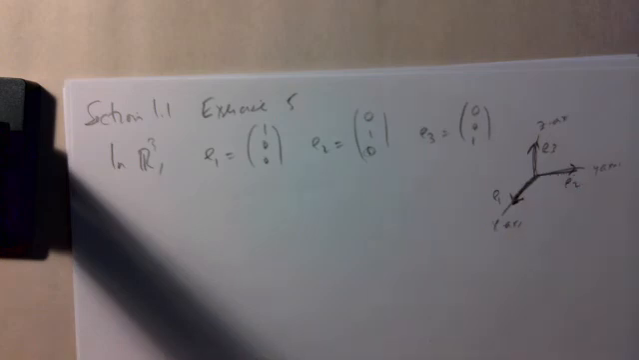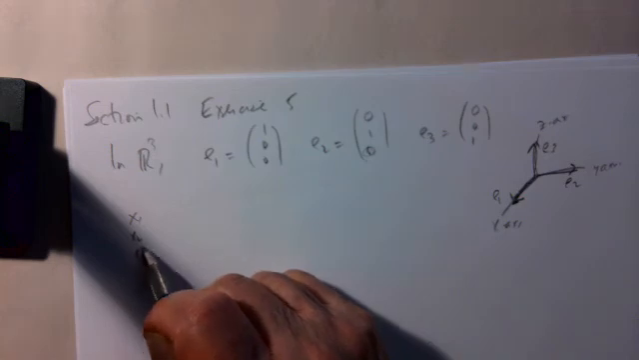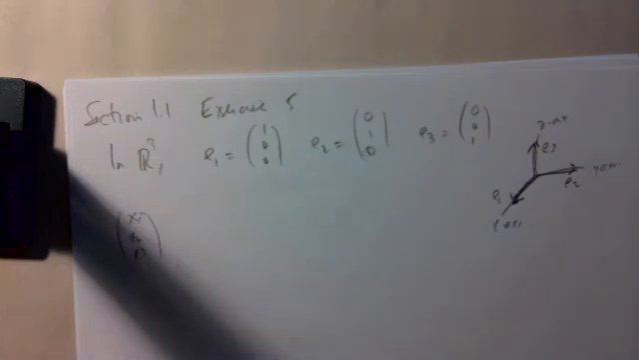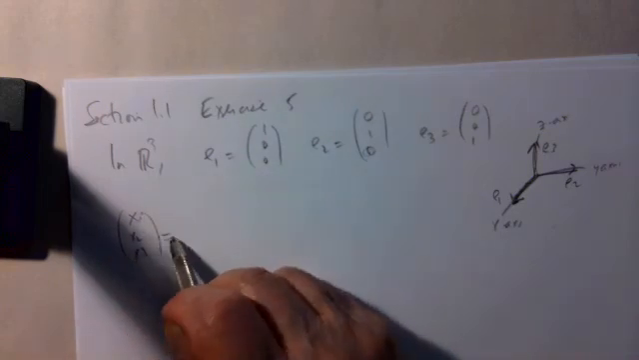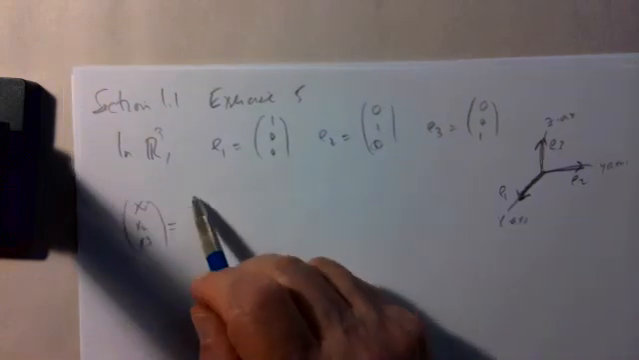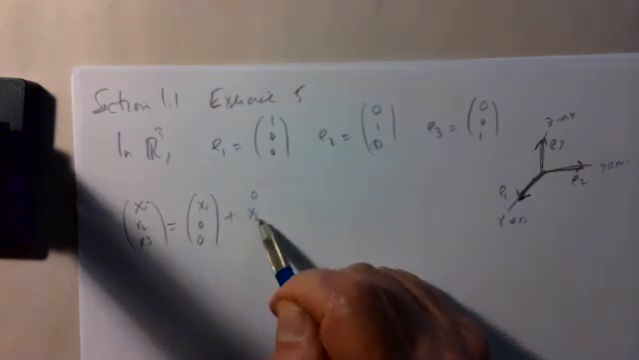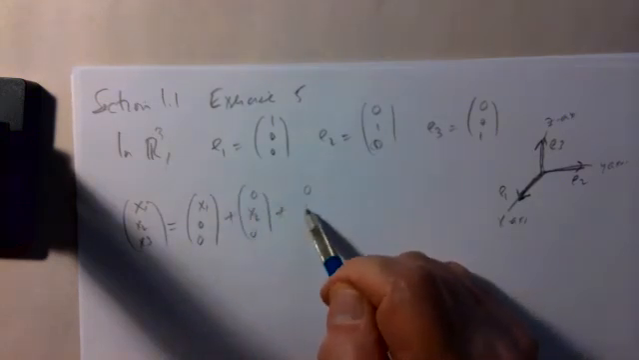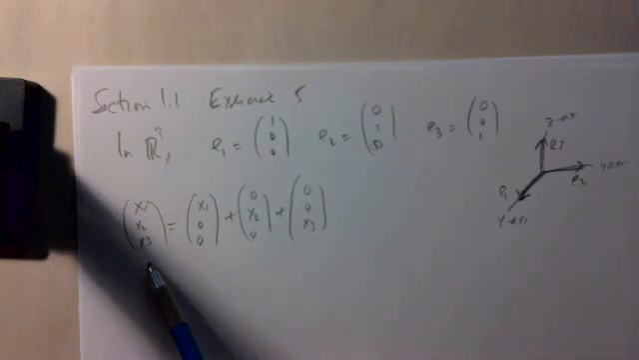So suppose I take a vector x1, x2, x3. I want to write it as a linear combination of these three vectors. So I could say, just using vector addition, this is x1, 0, 0, plus 0, x2, 0, plus 0, 0, x3, because if I add these three vectors, this is what I get. Right? Is that okay? Yes.